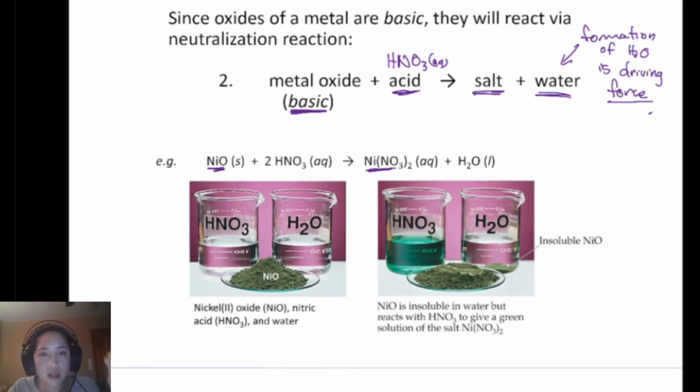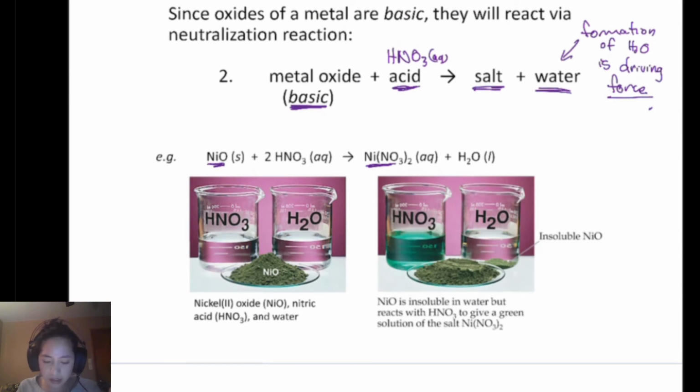So this example of nickel oxide is insoluble in water, but it's still considered a basic metal oxide because it will react in acid. What you see here, nickel oxide is like this dirt-looking stuff. This is kind of before and after. If you chuck some nickel oxide into these beakers, one contains acid, the other just contains water. When you put nickel oxide in water, that nickel oxide is insoluble in water, so you just see dirt hanging out at the bottom of the beaker.